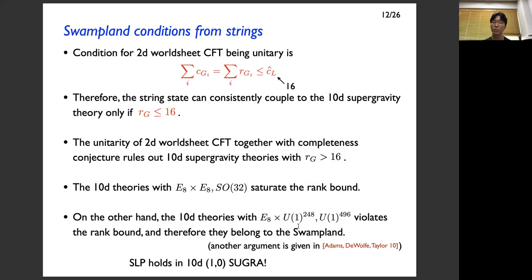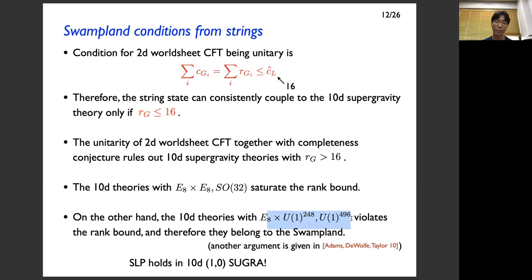Therefore, we can say these theories with these abelian factors are inconsistent, and they belong to the Swampland. So this is a basic idea to exclude some consistent-looking low-energy theories by using string probes. And there is another argument saying that these theories are inconsistent by these people. So by using strings, we excluded some consistent-looking 10D supergravity theories with the gauge group.